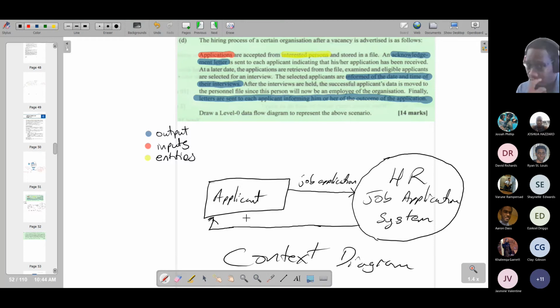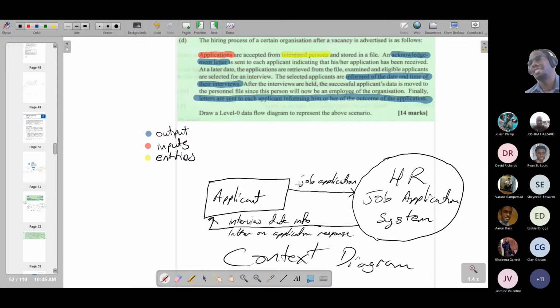So coming out of the system, the selected applicants get their interview date information, and they also get a letter on the status, right? Letter on application response. And this is what comes out of the system.